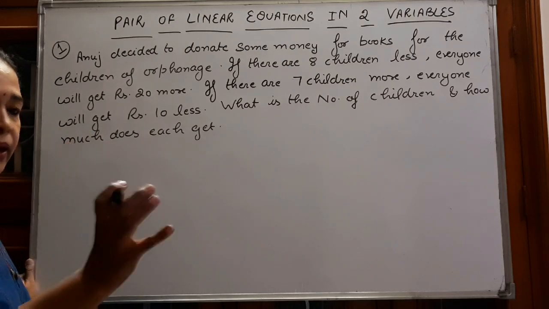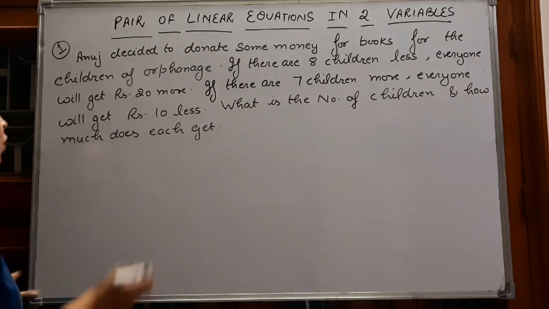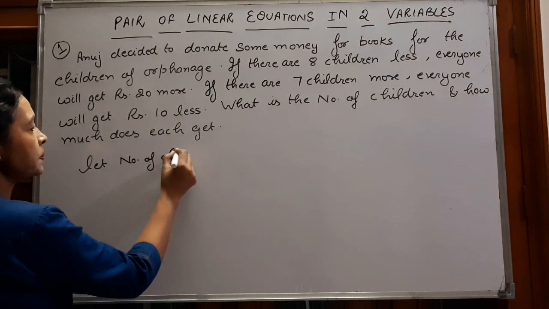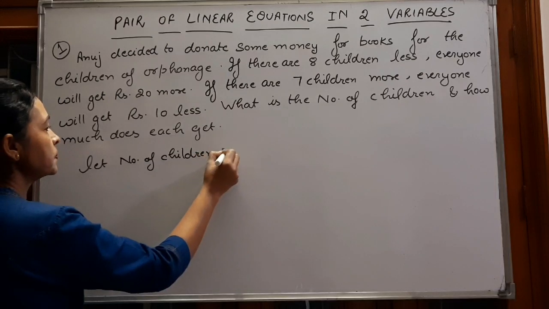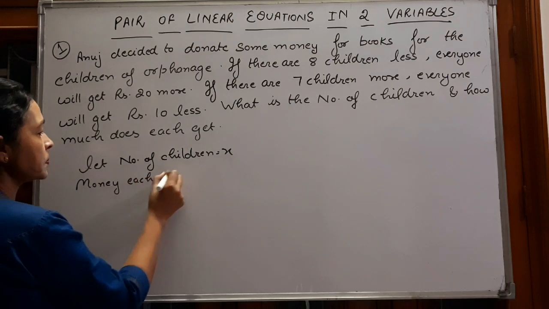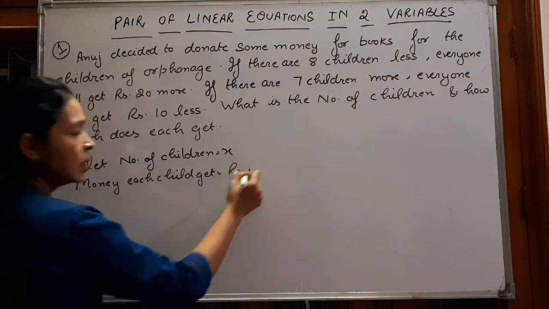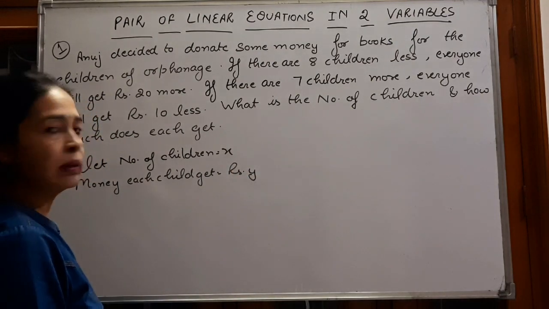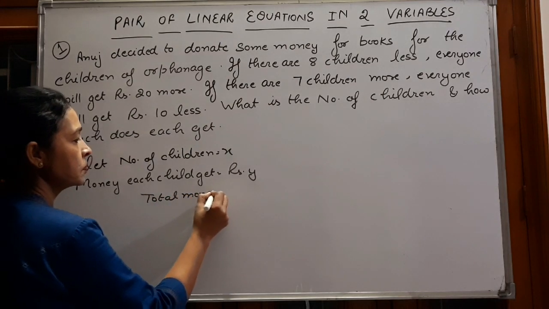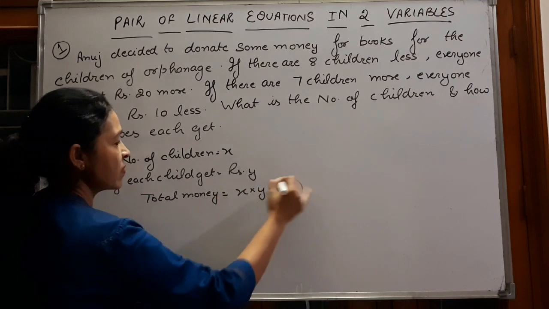The money is constant. They have a definite sum of money which is to be distributed among children of orphanage. Let the number of children in the orphanage be X and the money each child gets is rupees Y. So how much money will be there? Total money was number of children into money each child gets, that is rupees XY.